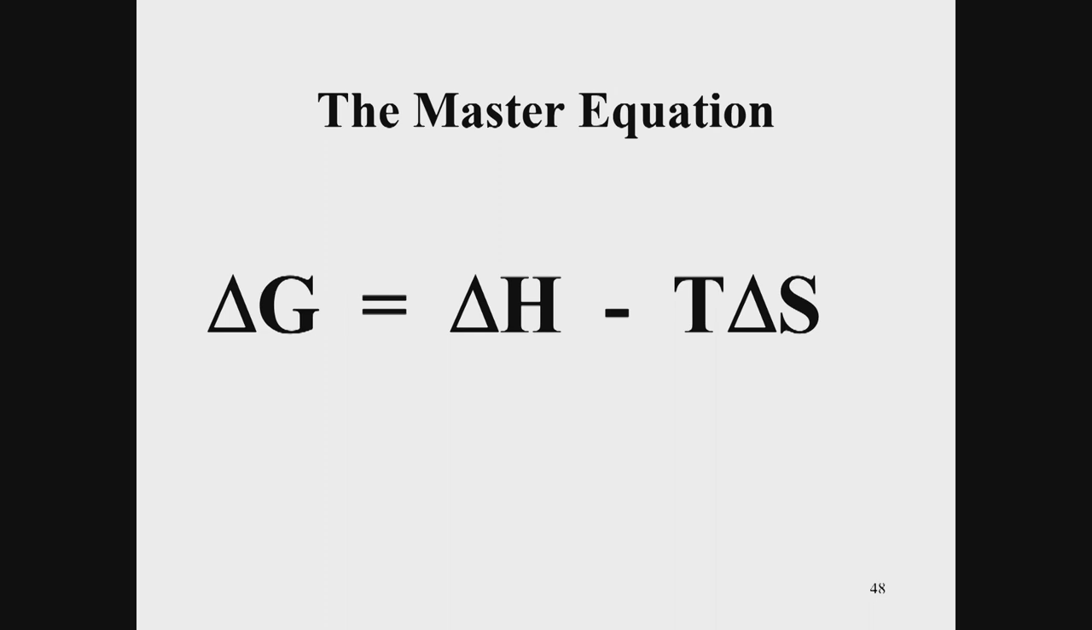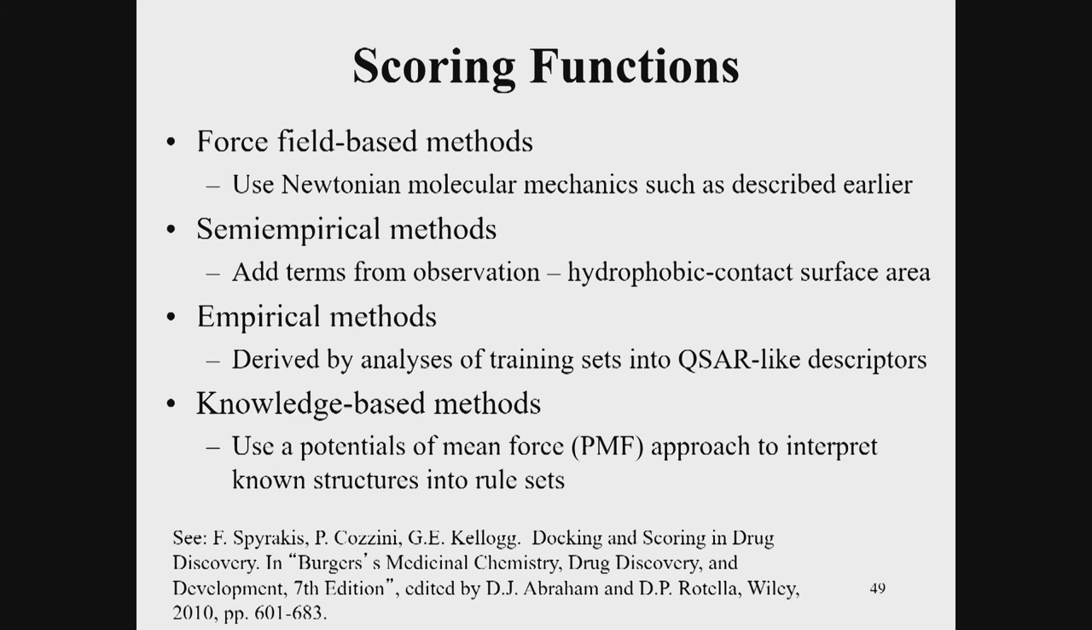So there's a variety of classes of functions that are available. There's force field methods, which are using, again, Newtonian electromechanics like we talked about before. There are semi-empirical methods where we add terms from observation. For example, a commonly used one is the hydrophobic contact surface area. We simulate hydrophobics by seeing how much hydrophobic contact there is between the receptor and the compound binding.